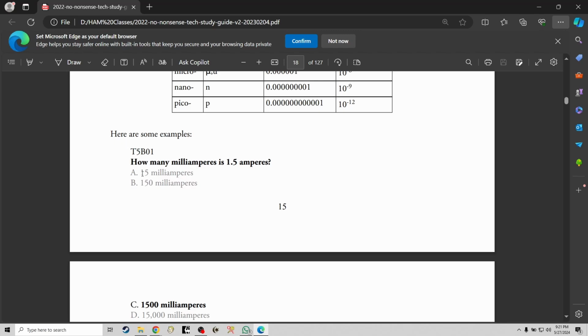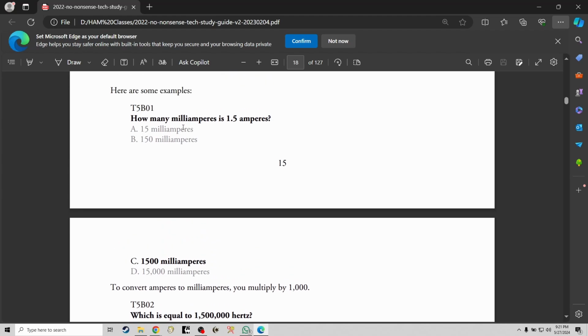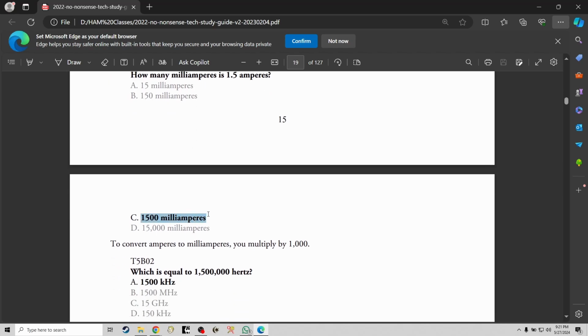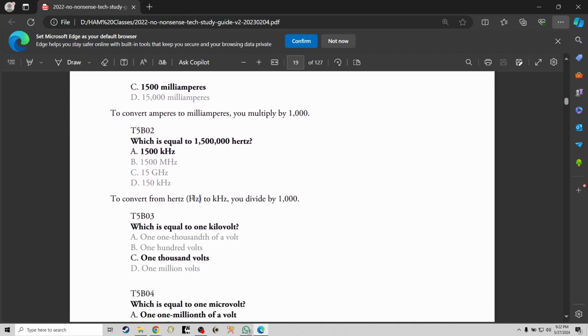So how many milliamps is 1.5 amperes? So milliamp is like a thousandth of an amp. So you got 1500 milliamps in 1.5 amps. All right. What is equal to 1.5 million hertz? 1.5 million hertz is 1500 kilohertz. And to convert from hertz to kilohertz, you divide it by 1,000.